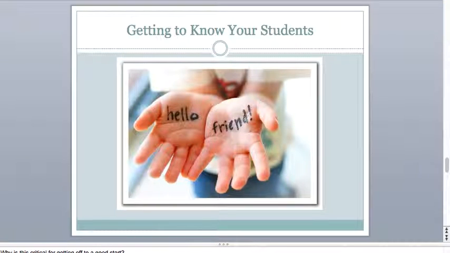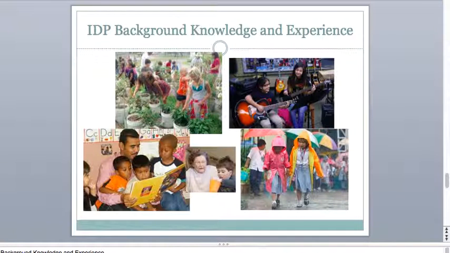Everyone. So let's talk a little bit about background knowledge and learning about your students. Remember, this is the foundation for all of your exciting and challenging lesson plans. So you want to really know who your students are. Now, we help you with this with the IDP template.